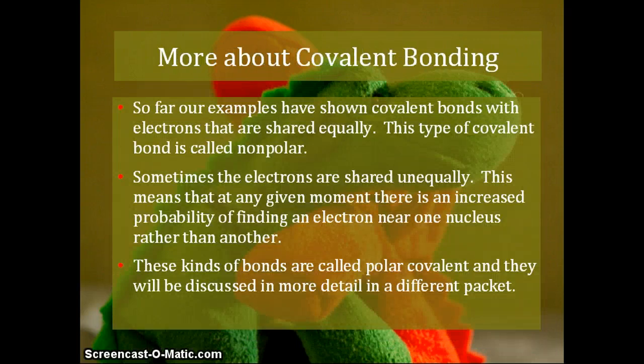So far, our examples have shown covalent bonds with electrons that are shared equally. This type of covalent bond is called nonpolar. Sometimes the electrons are shared unequally. This means that at any given moment there is an increased probability of finding an electron near one nucleus rather than another. These kinds of bonds are called polar covalent, and they will be discussed in more detail in a different packet.